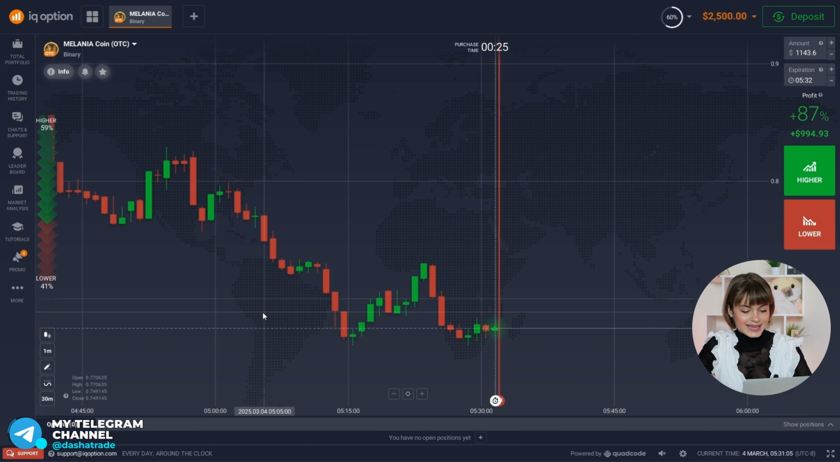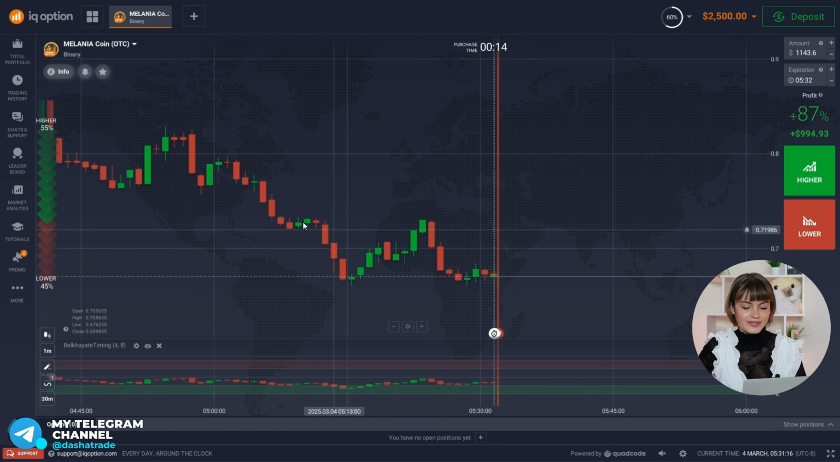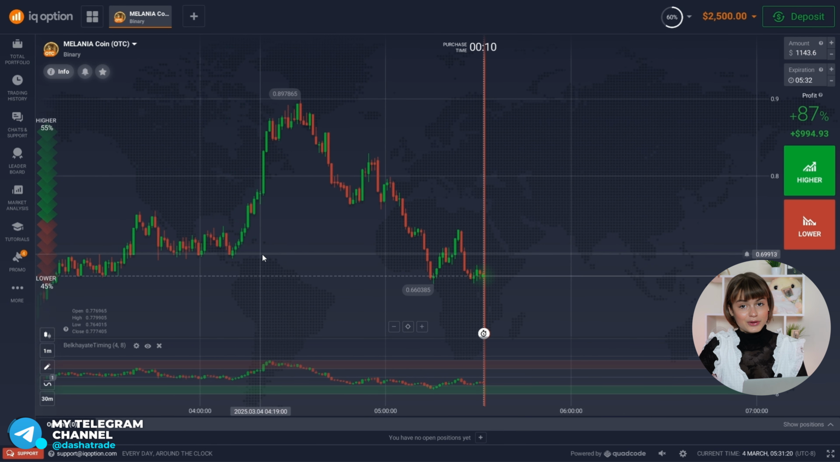So let's add the indicator to our chart. Go to the indicator section and add the indicator with this name. Click save and leave the basic settings or inputs. Now let's figure out how to trade using this indicator.